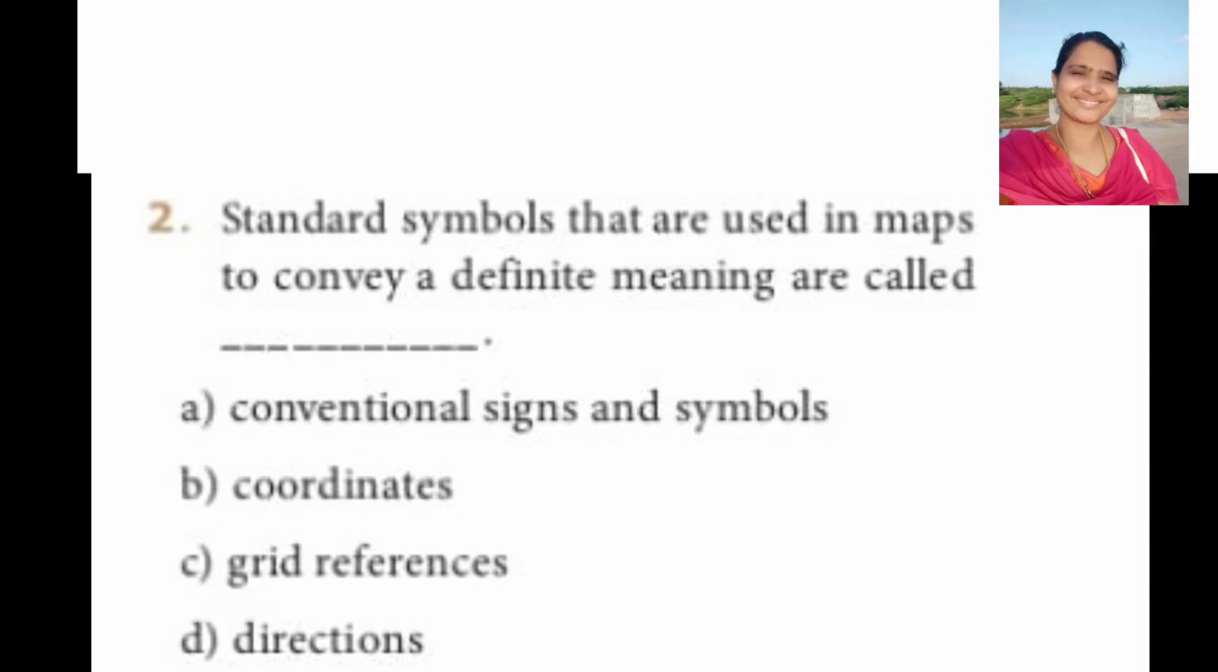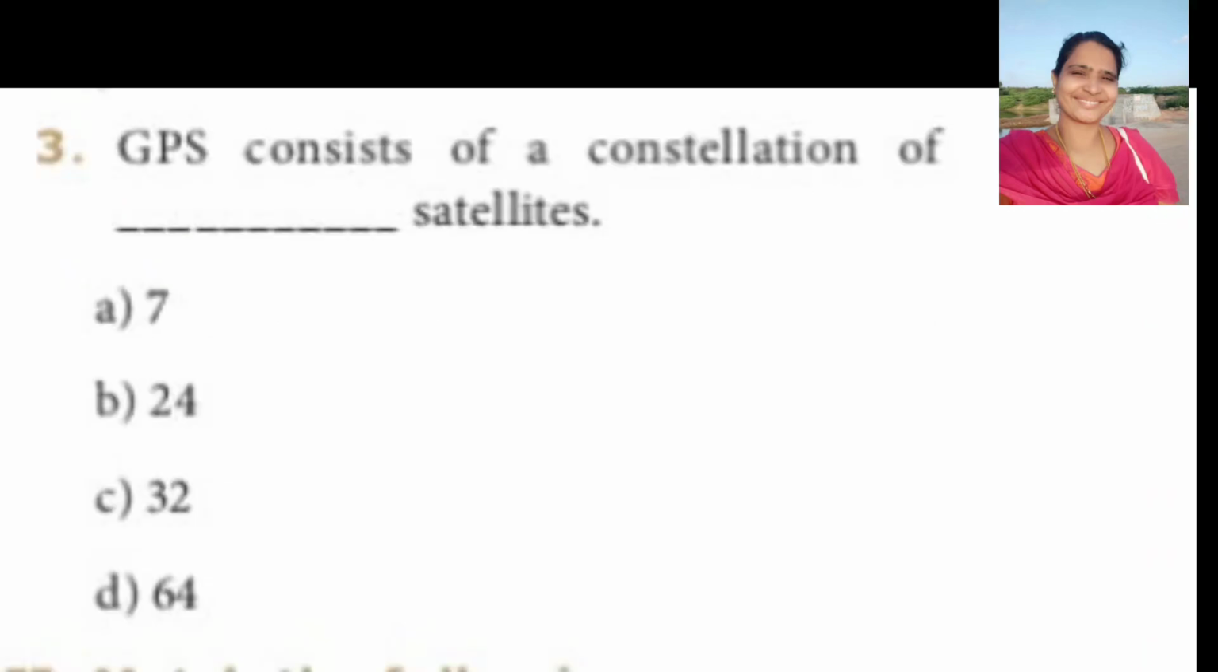Second one, standard symbols that are used in maps to convey a definite meaning are called dash. Your options are A, conventional signs and symbols, B, coordinates, C, grid references, D, directions. What is the answer? Conventional signs and symbols. Third one, GPS consists of a constellation of dash satellites. Your options are 7, 24, 32, 64. And the answer is 24.